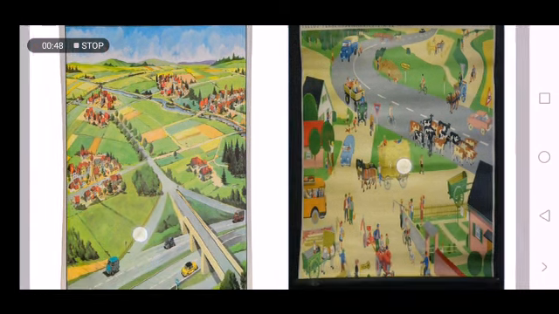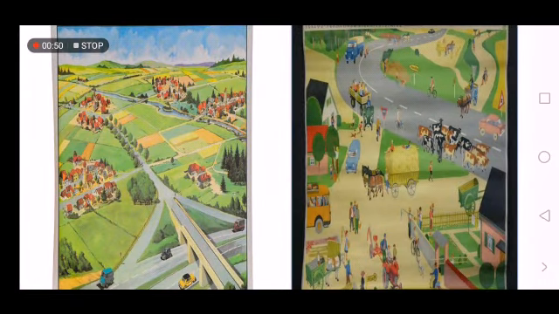So this is how villages developed through time, starting from farming villages to other types of villages like fishing villages and mining villages. They grew bigger and they became the villages that we see right now.